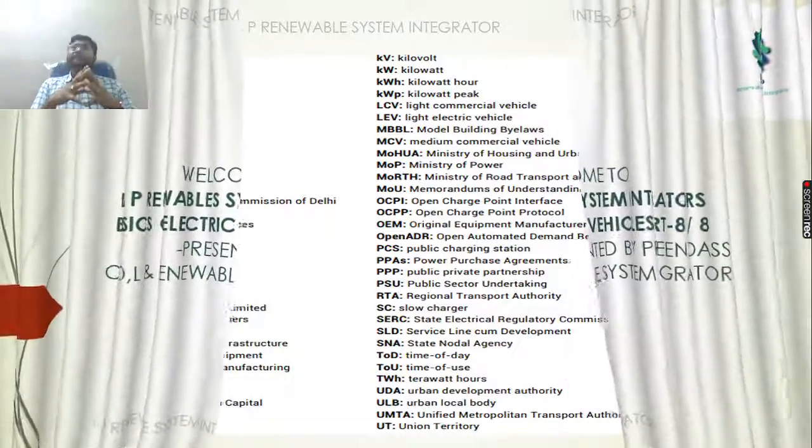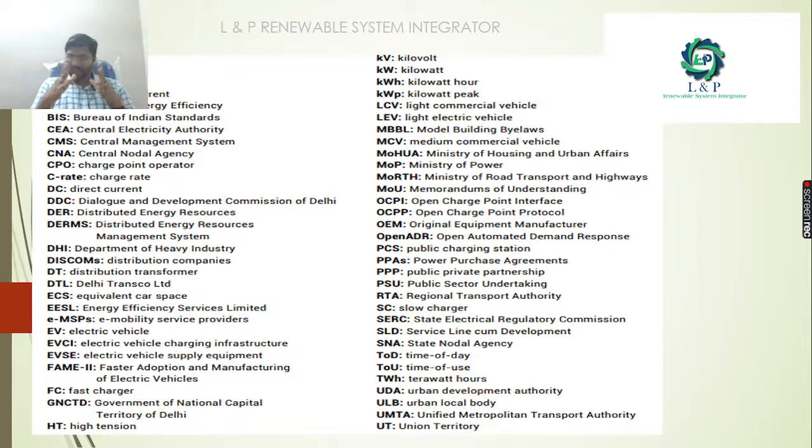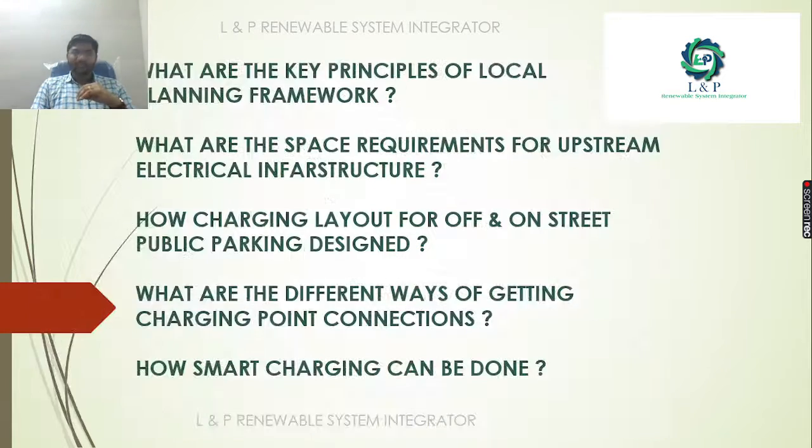As we told earlier, in all the parts we have provided abbreviations. The abbreviations are very essential because we have used many short forms during these discussions. If you refer to the abbreviations, it will be easy for you to understand the different topics that we are discussing. In this topic we are going to see the key principles of the local planning framework, the space requirement for upstream electrical infrastructure, how the charging layout for off-street and on-street public parking is designed, the different ways of getting charging point connections, and how smart charging can be done.